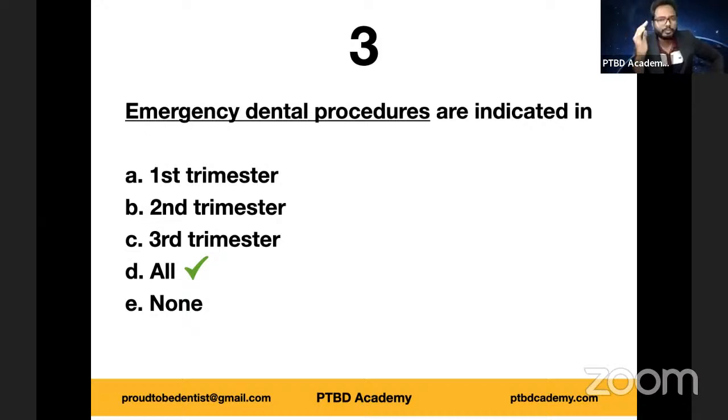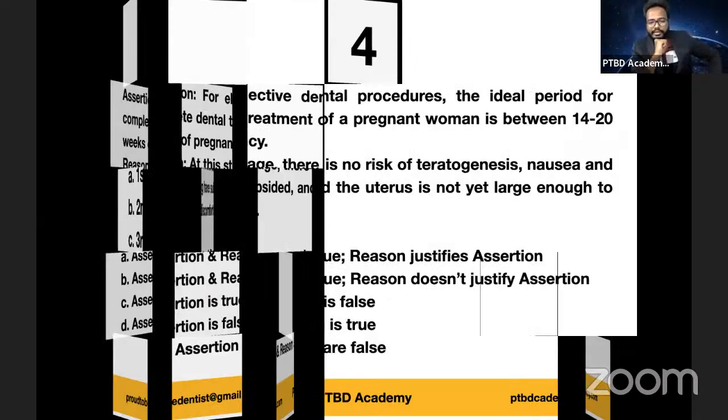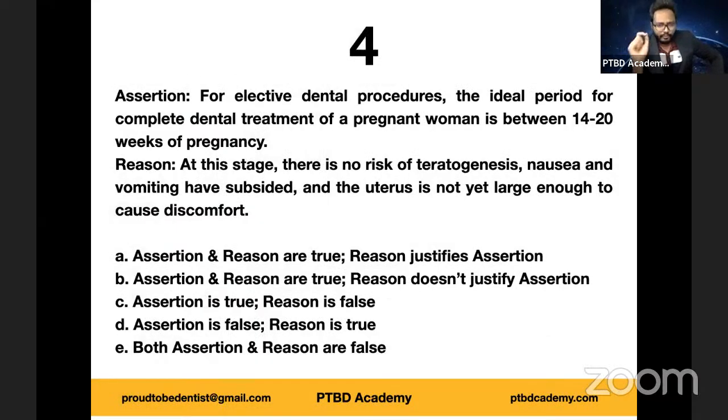Very good. So option D, right answer, do award yourself +4. Fourth question, penultimate question. So you have assertion and reason, a bit lengthy question. Let's see how many of you are going to get it right.